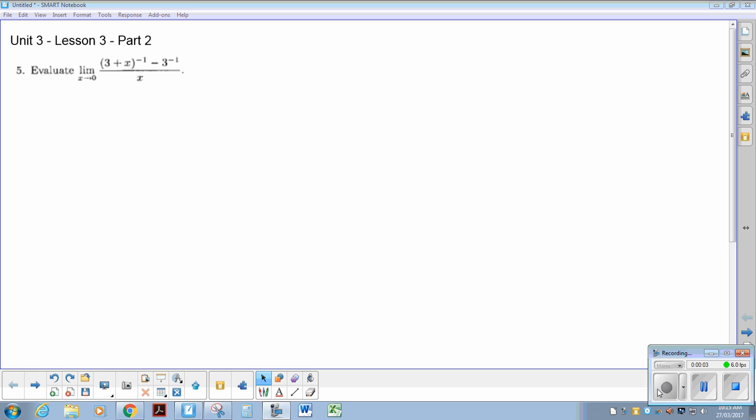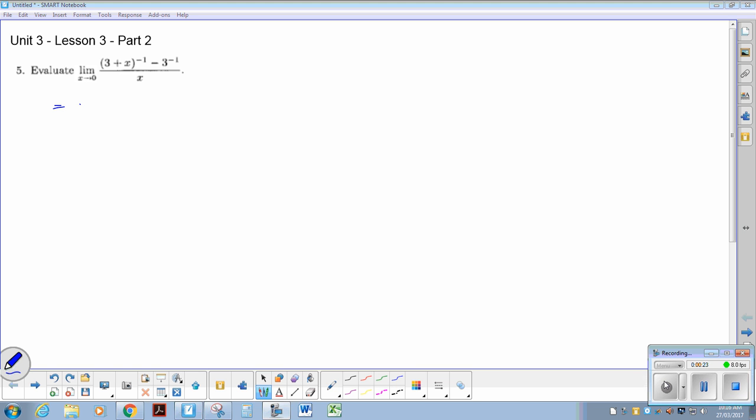Hello, I've had a question about Unit 3, Lesson 3, Part 2. So this is the second page of the assigned questions, and it's just evaluating limits. So I'm just going to work my way through this one and talk my way through it. So I see exponents of -1, meaning that we are dealing with rational expressions.